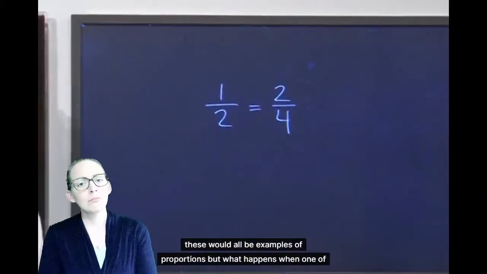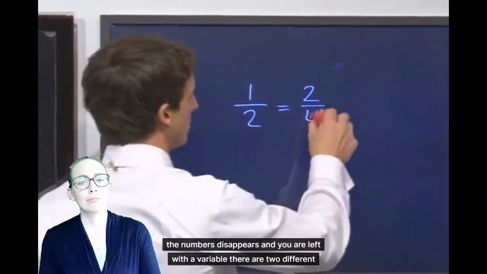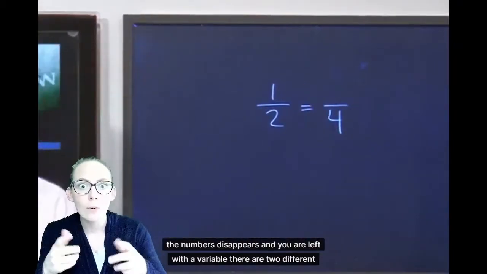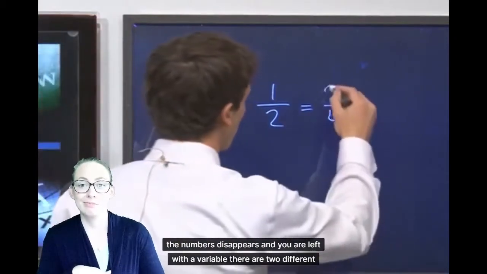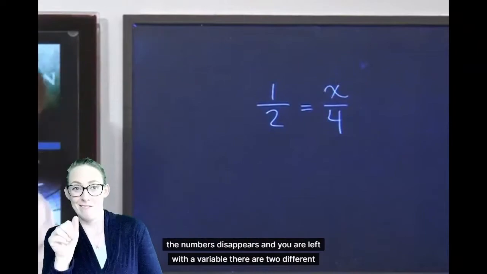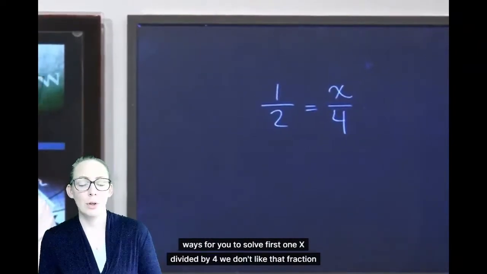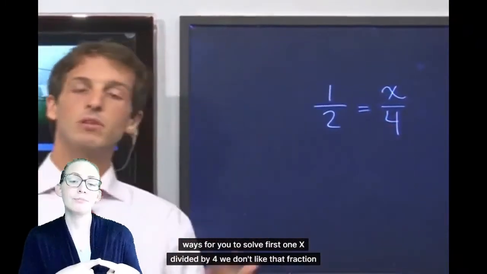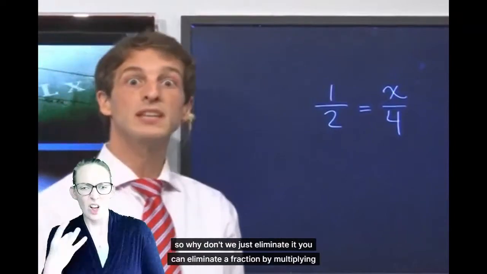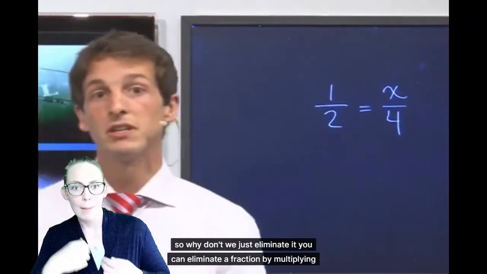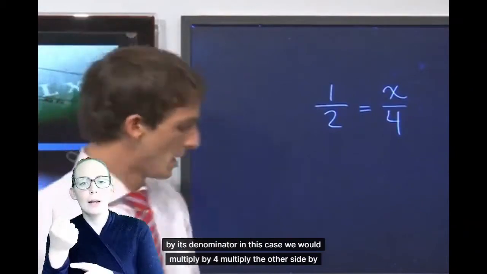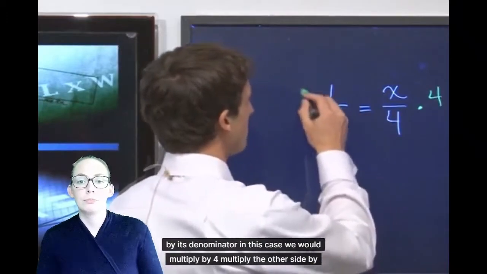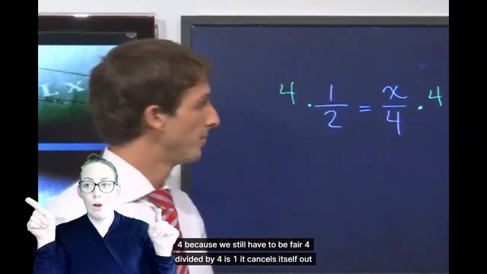But what happens when one of the numbers disappears and you are left with a variable? There are two different ways for you to solve. First one, x divided by 4. Well, we don't like that fraction, so why don't we just eliminate it? You can eliminate a fraction by multiplying by its denominator. In this case, we'd multiply by 4, multiply the other side by 4, because we still have to be fair.